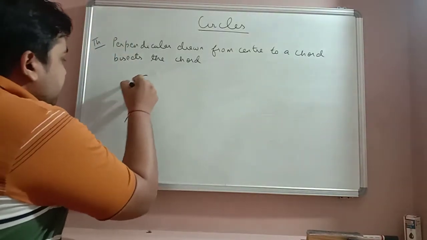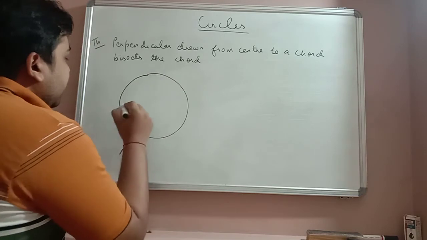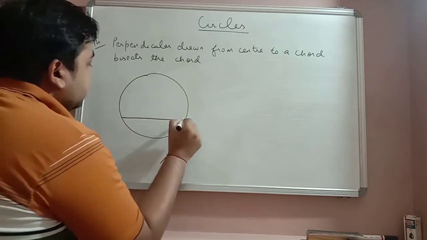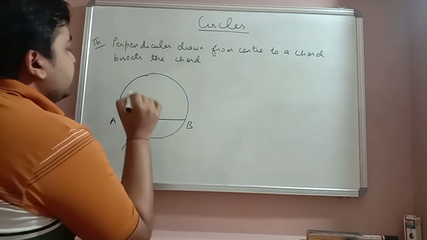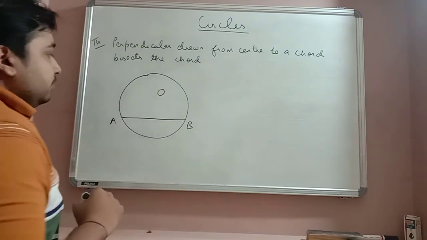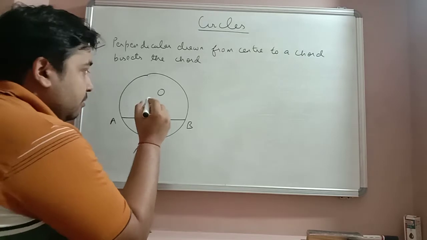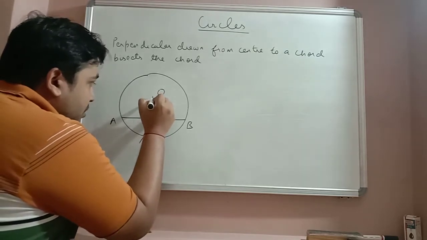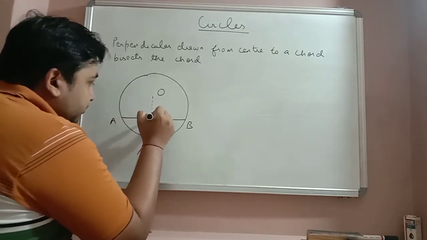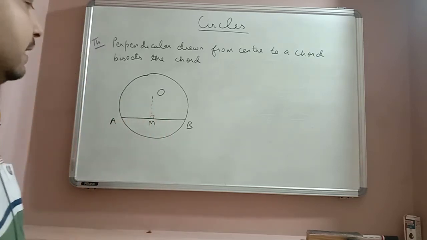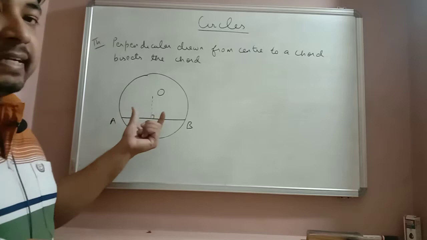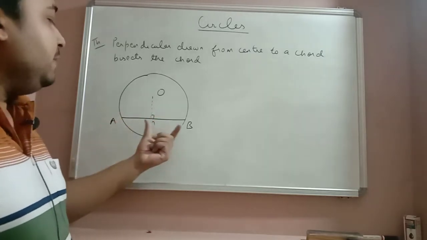So if I have a circle and there is a chord, let's say AB. The circle is with center O, and if I draw a perpendicular from the center to a chord, let's say that OM is the perpendicular, then it will bisect the chord. That means AM will be equal to MB.